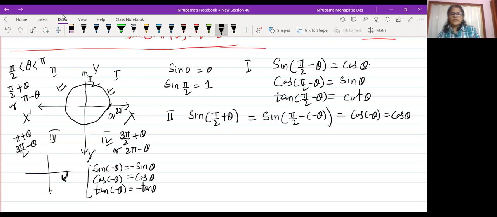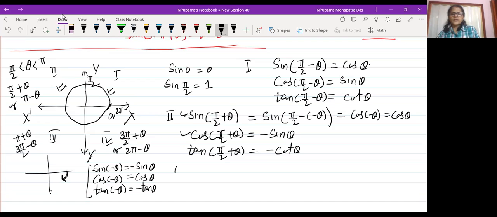Similarly, you can have cos(pi/2 + theta) equal to minus sin theta. So after getting these two, you can get tan(pi/2 + theta) equal to minus cot theta.